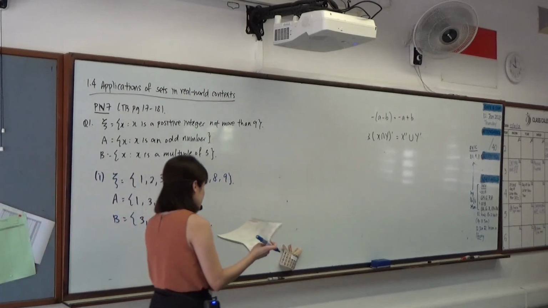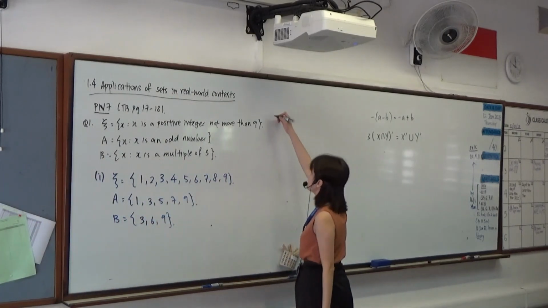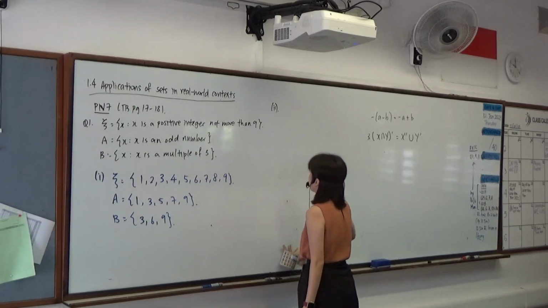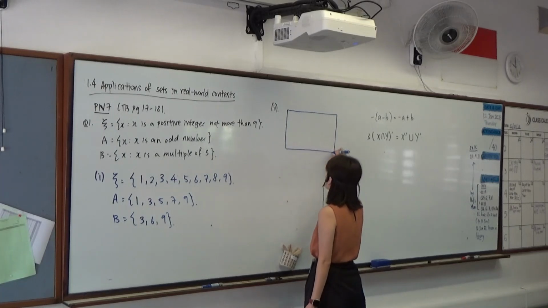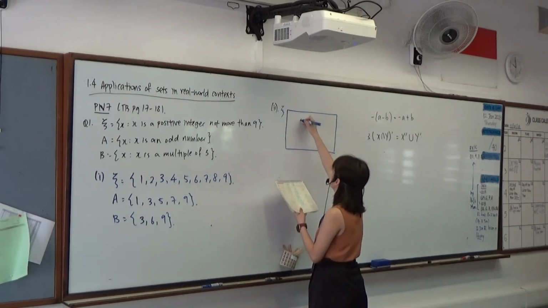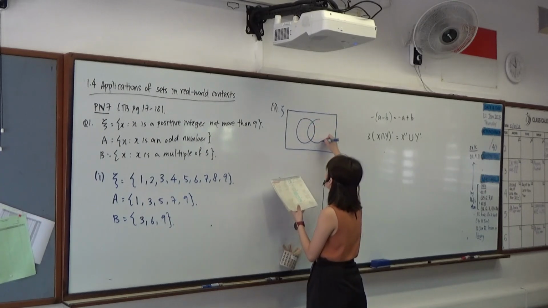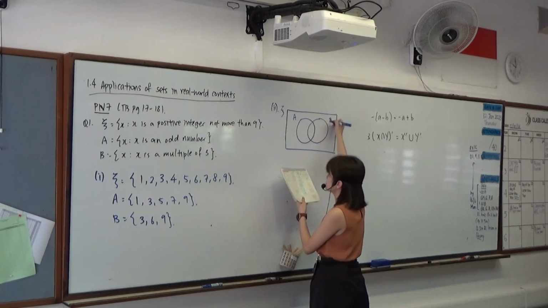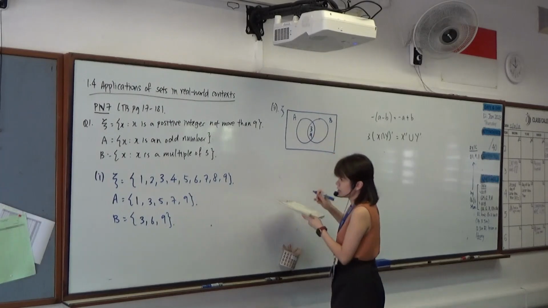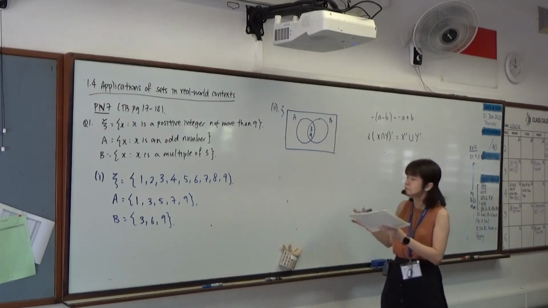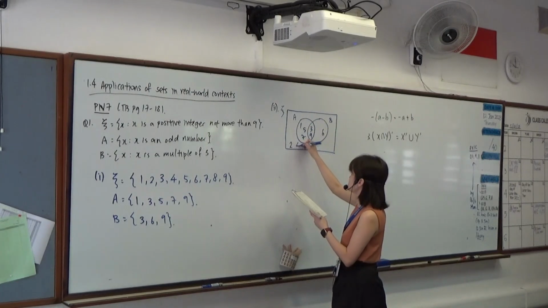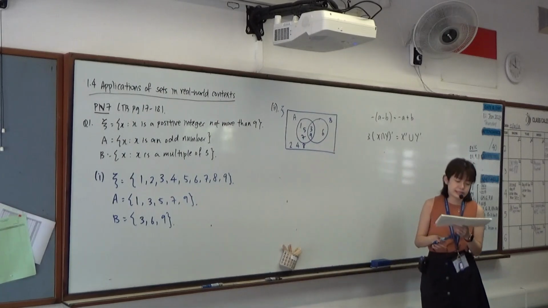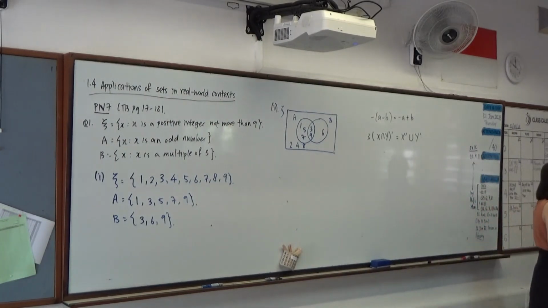In part 2, we want to draw a Venn diagram to represent this information. So let's draw one. We notice that the elements in common for both A and B are 3 and 9. And the elements that are outside of A and B would actually be 2, 4, and 8.